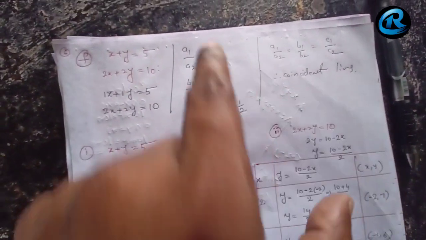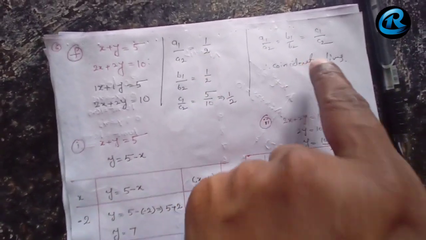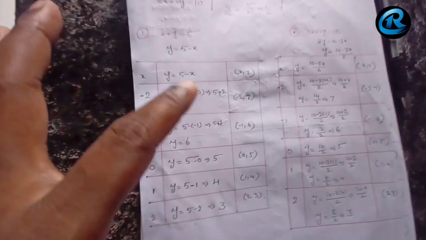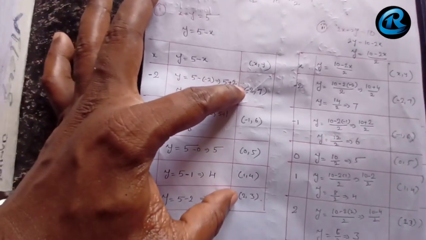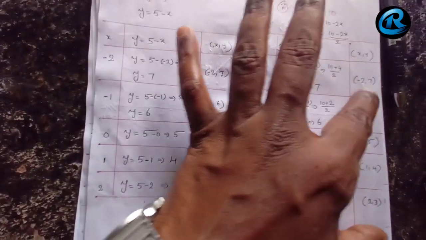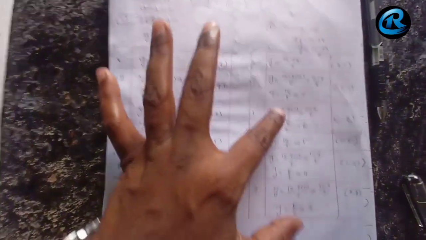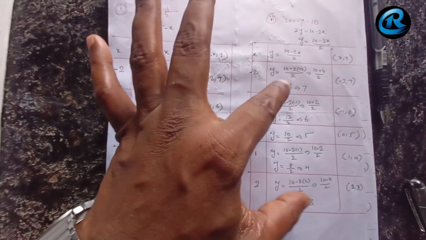1 by 2, 1 by 2, 1 by 2 we will get. When you do a1 by a2, b1 by b2, c1 by c2, it is always 1 by 2, 1 by 2, 1 by 2. Again it is coincident lines only. Then whatever values you get in the first table, in the second table also you will get the same values. So if you do the first table very carefully, the second table need not be done, but I have done it to check your result once.